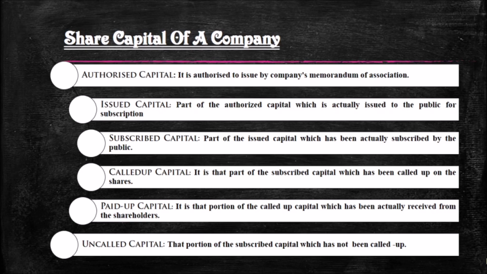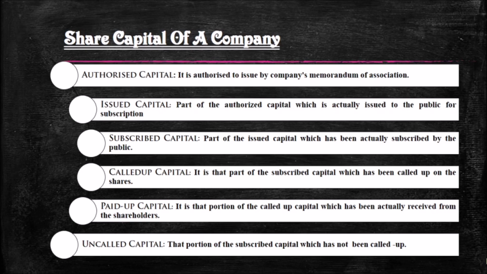And the part of subscribed capital which is called from the public, that is known as called up capital. You know very well, collecting fund by issuing share is an internal liability to the organization. Internal liability means the company has to pay the amount to the shareholders. That is why it is an internal liability. Shareholders are the owners of the organization.